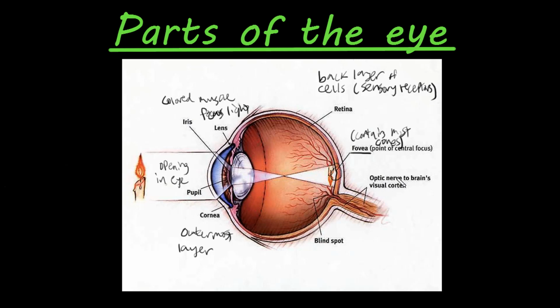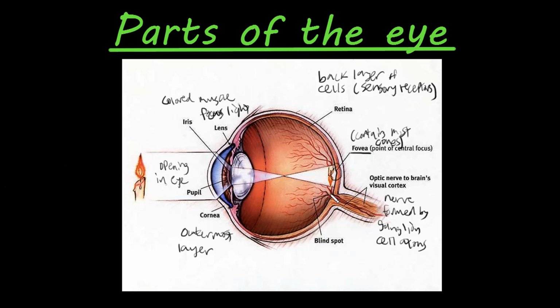So here we have the optic nerve. The optic nerve is the nerve formed by ganglion cell axons, and that travels to the brain. So light hits the back of the retina, right, and that information travels along the optic nerve and goes to the brain, so it can be translated into an image.